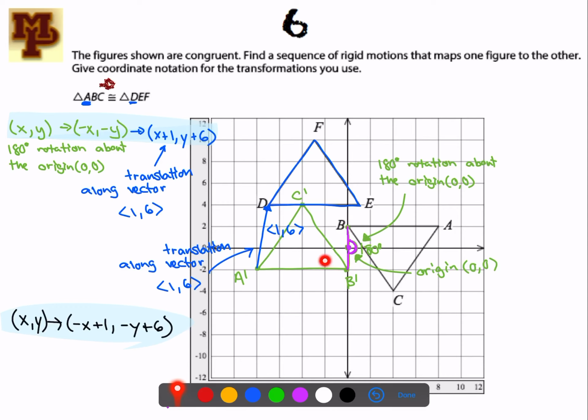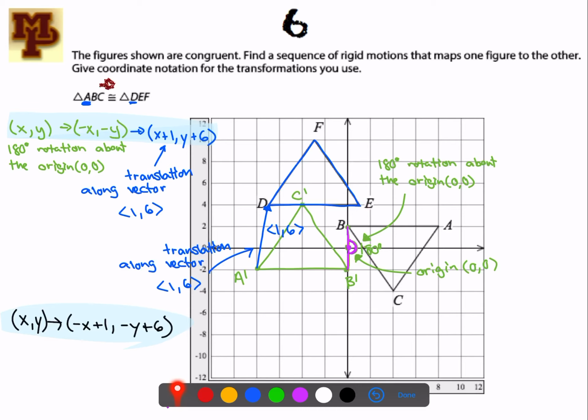At this point, we're going to go ahead and move A prime, B prime, C prime along the vector 1, 6. So I move right 1, which is half a block, up 6, which is 3 full blocks, and now I'll map A prime right on top of D. C prime will fall on top of F, and B prime will fall on top of E.